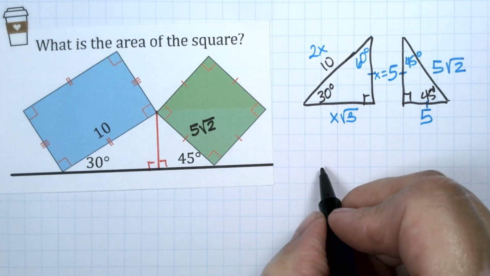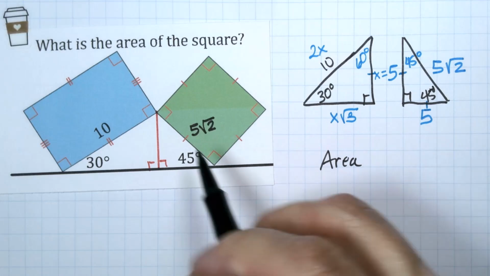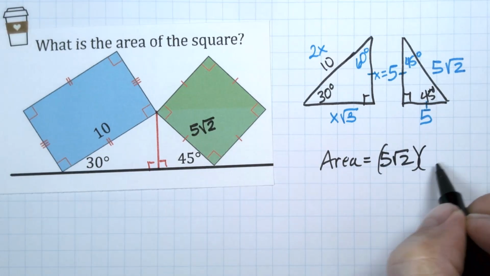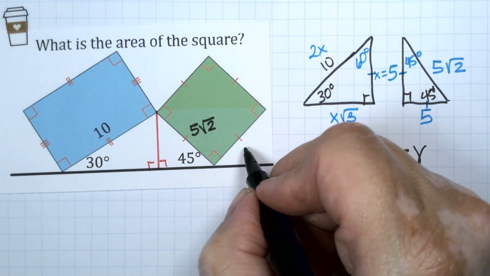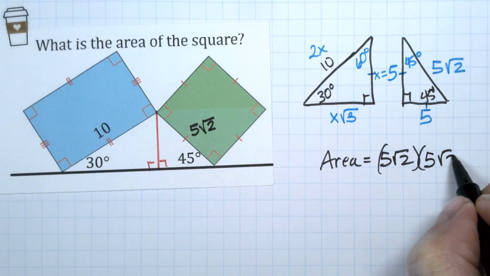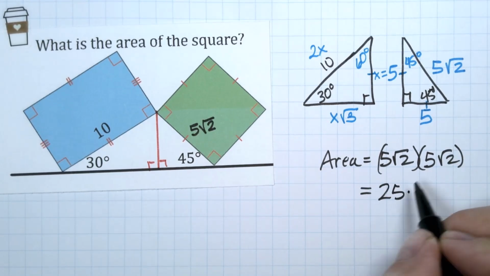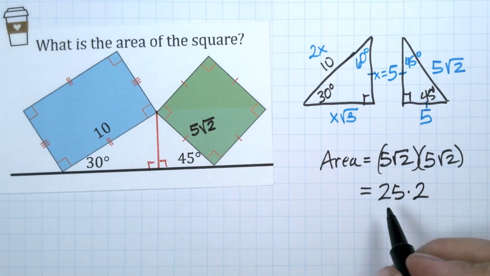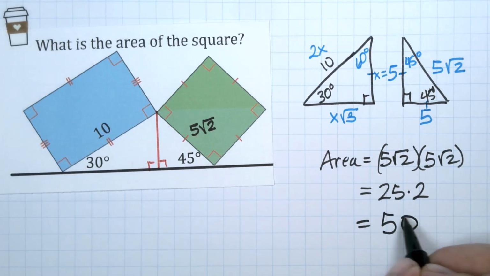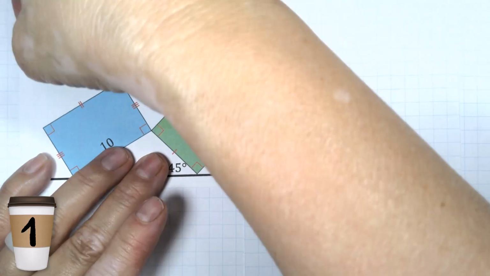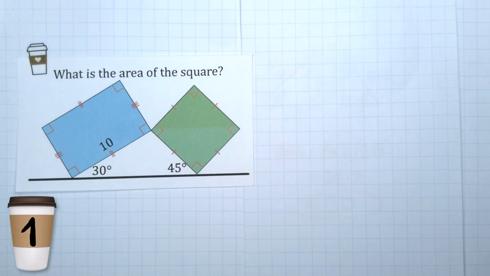So to find the area, I'm just going to take 5 root 2 times the other 5 root 2, because they're all going to be 5 root 2. And we're going to get 25, 5 times 5. Root 2 times root 2 is 2. And we are getting 50. One done. All right, now I got to do it again, but I got to do it a different way.